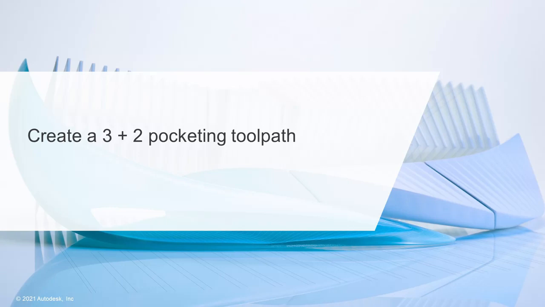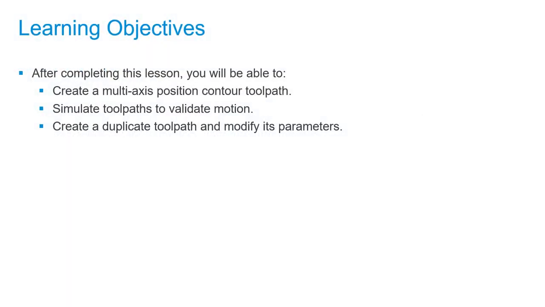In this lesson, we'll create a 3+2 pocketing toolpath. After completing this lesson, you'll be able to create a multi-axis position contour toolpath, simulate toolpaths to validate motion, and create a duplicate toolpath and modify its parameters.